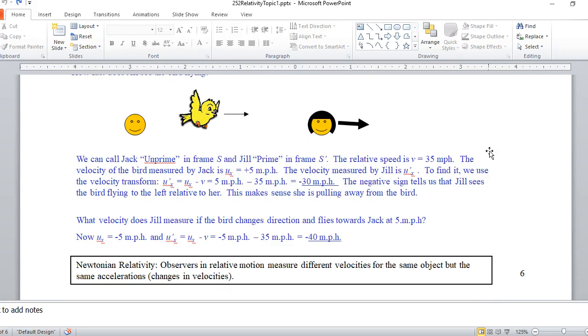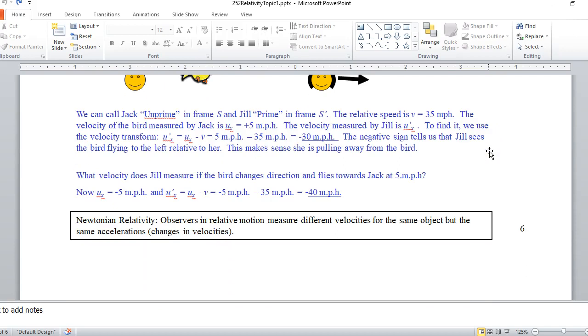So in Newtonian relativity, observers in relative motion can measure different velocities for the same object, but they will measure the same accelerations, changes in velocities. So there's a little introduction to what we mean by relativity theory.